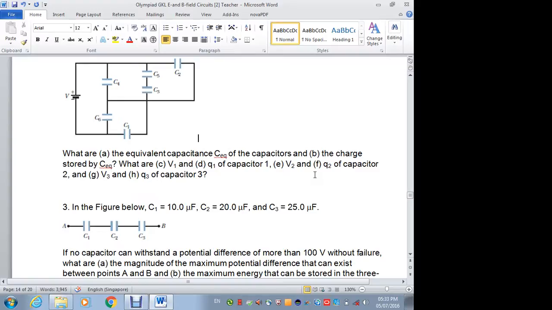But what can you say about these two? The charge stored will be the same for this part and this part, because these two are in series. So the charge stored for this part will be equal to the charge stored for this part, right? Because you're connecting this one to a voltage source like this.